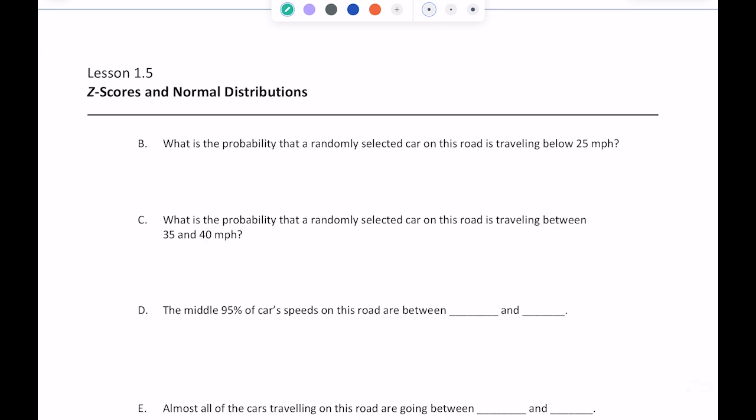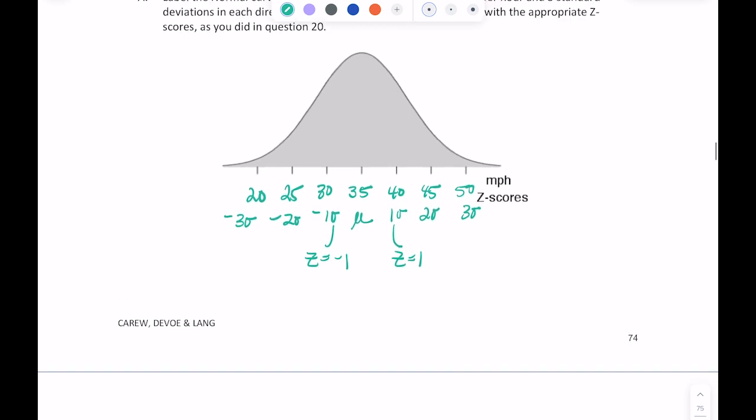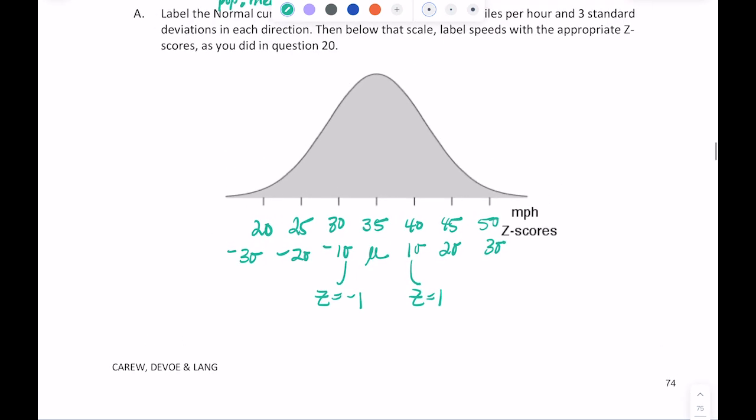So then answering these questions, what is the probability that a randomly selected car on this road is traveling below 25 miles per hour? So think of this right here is our 25, and I'm going to put a little flag right here. We want the probability that any car randomly selected, right? So any car would have an equal chance of being chosen, that car is traveling below 25 miles per hour. So I need to use my empirical rule to figure that out.